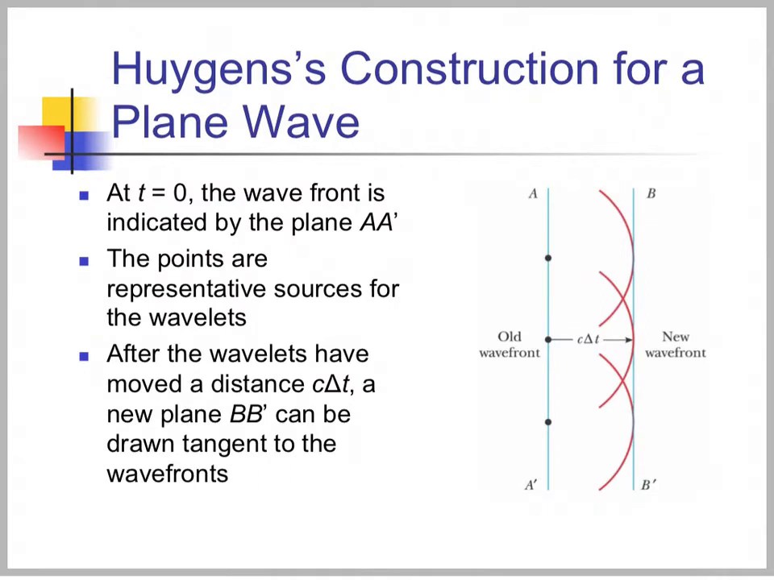So for example, for a plane wave, at t equals 0, the wavefront is indicated by this blue line here. And we just choose some points on there that are going to be sources for these new wavelets. So these wavelets propagate out in spheres, and as they come out in spheres, if I draw a line tangent to all of them, I get my new wavefront.